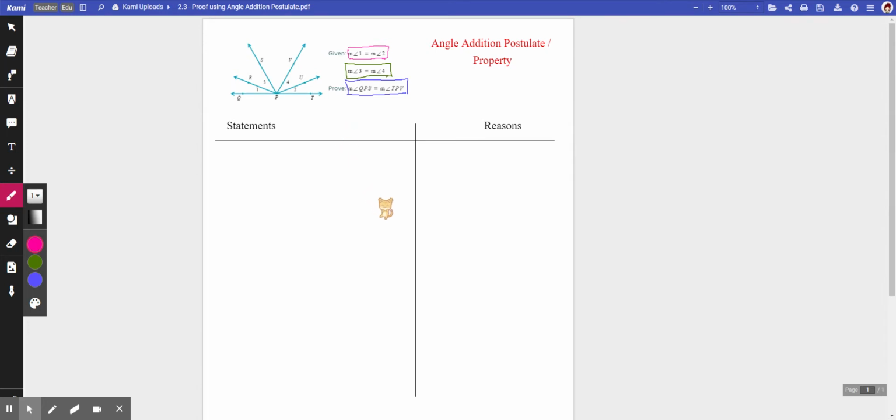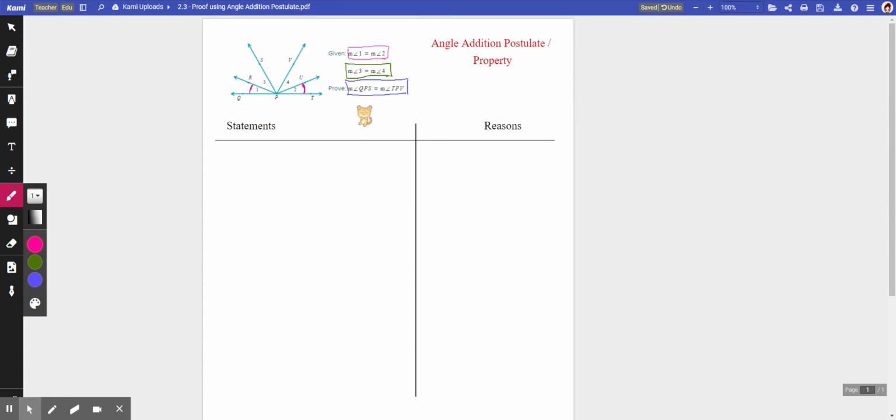And so I like to start my proofs out with my given information. You could start off with your angle addition property postulate, but I like using the givens first. So I know that the measure of angle 1 equals the measure of angle 2. You should always mark off anything that's congruent on your picture, on your diagram. So I know that 1 and 2 are the same size, so I'm going to mark them with one little arc each.